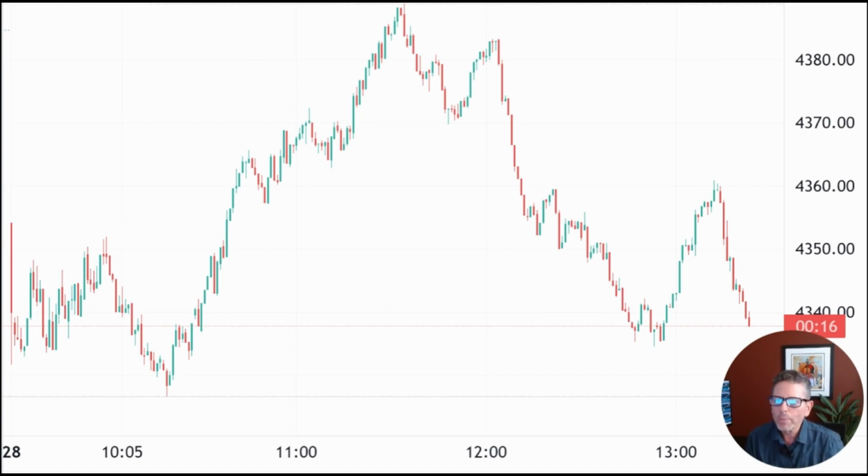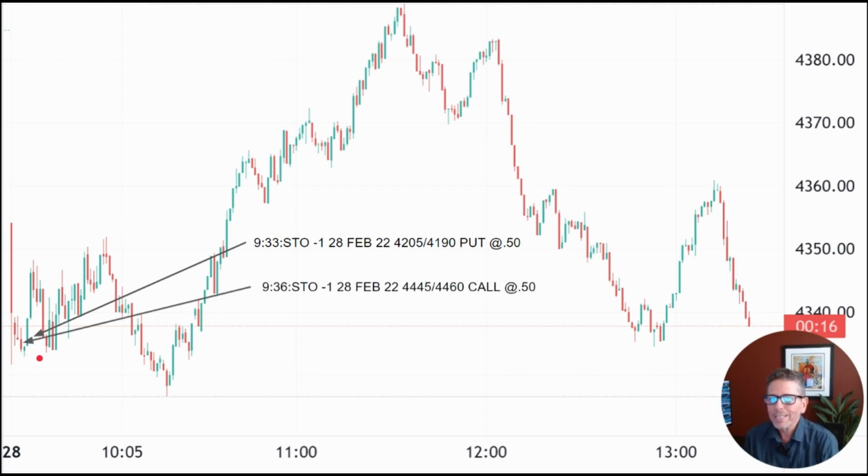So the first position that I put on was a put spread, and you can see here that the market went down a little bit, and I put it on right at that level here and collected 50-cent premium. And so this was right around 9:34. The second position I put on was at 9:36, and in this one I put on a call spread and I collected 50 cents. I like to leg in these positions because a lot of times I'll get a little bit more premium when I get in.